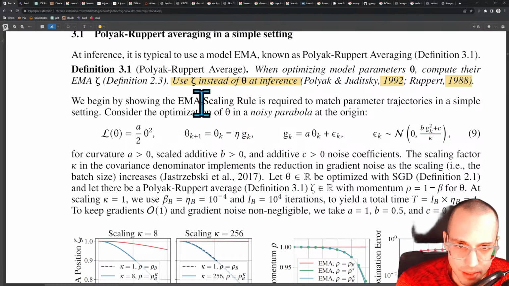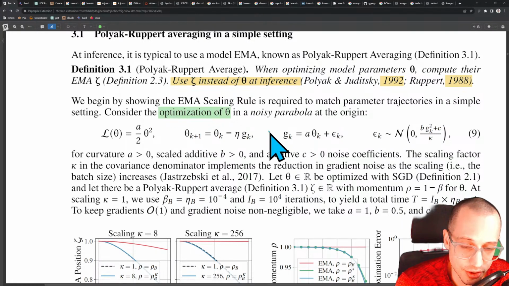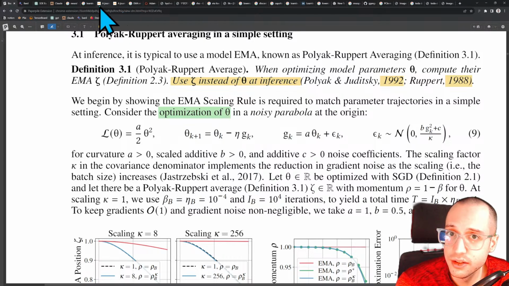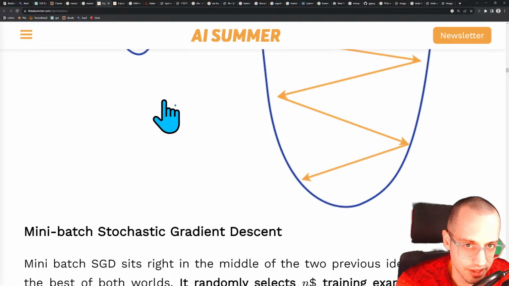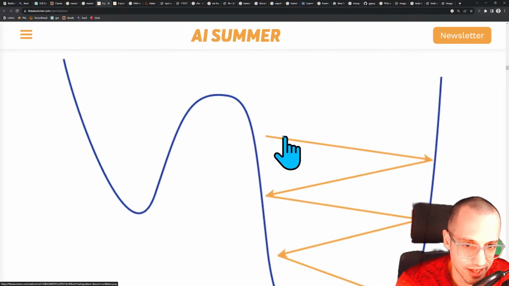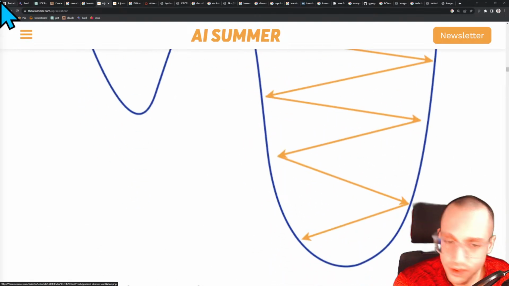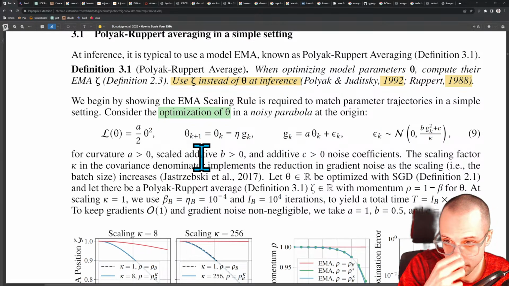We begin by showing the EMA scaling rule is required to match parameter trajectories in a simple setting. Consider the optimization of theta, right? So you're training your neural net to find the best possible value for your neural net parameters, which is theta, in a noisy parabola. So a parabola is just this, right? So some noisy parabola, maybe you can think of it like this in your head. You're trying to find the optimum value for W, and you keep bouncing around and taking updates.